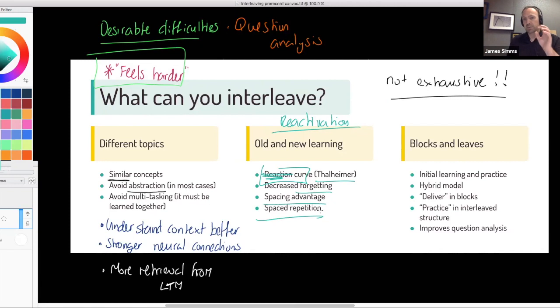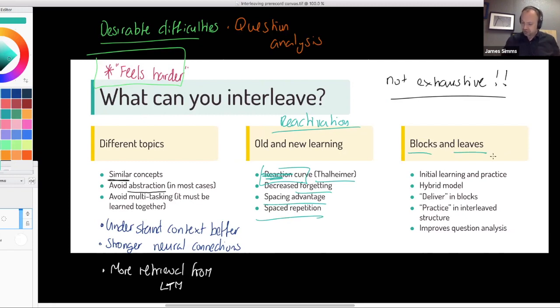The idea of spaced repetition is that it decreases that tendency to forget and increases the tendency to remember. And finally, and I think this is where the great news is, we can also interleave the traditional structure with the interleave structure.